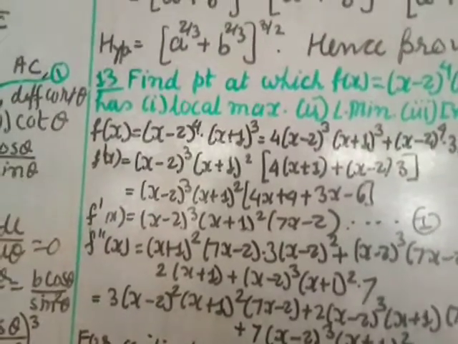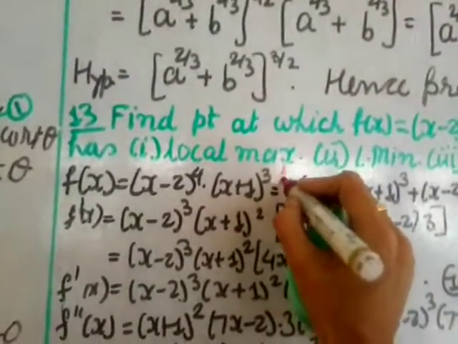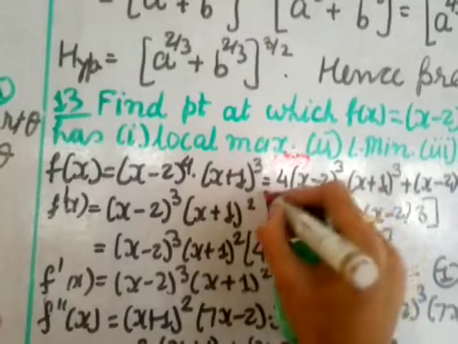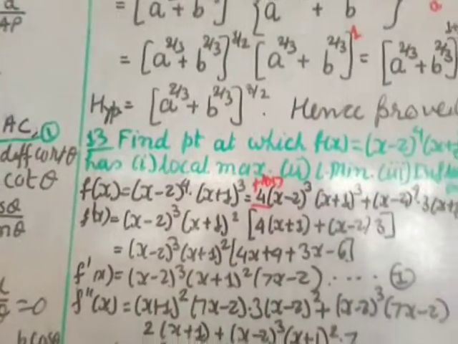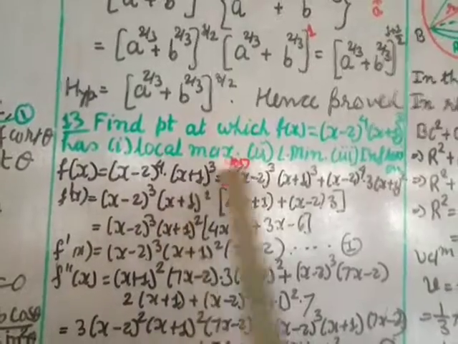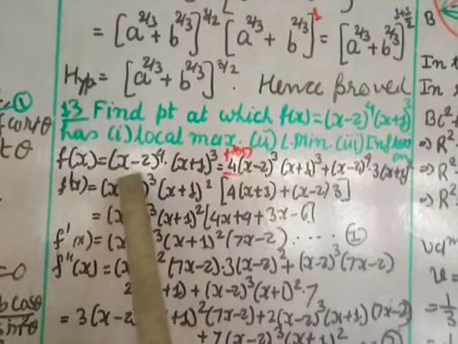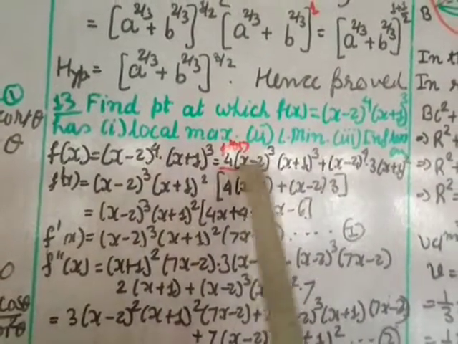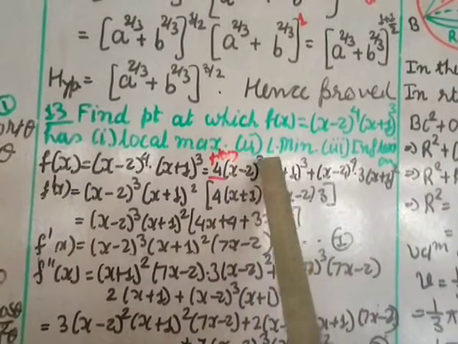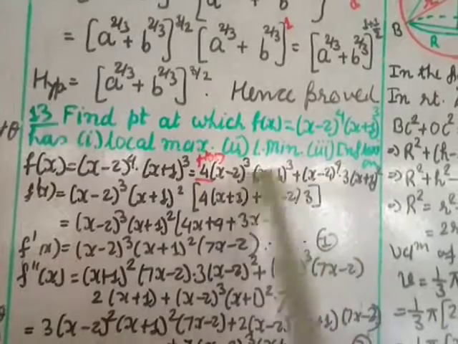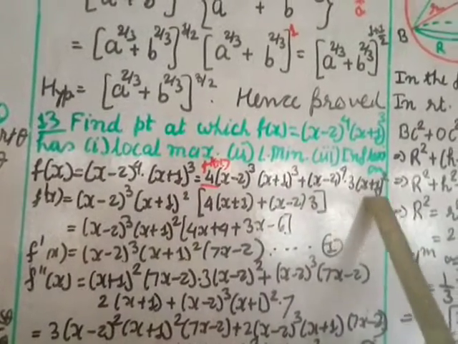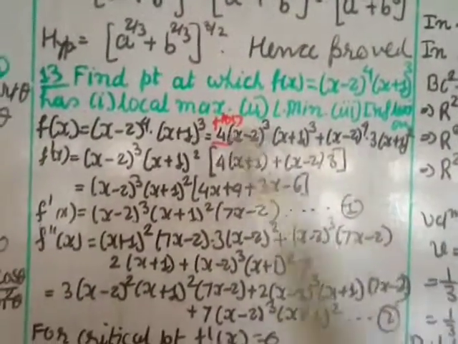From here I have not written, but this one is starting from here, f dash x. So f dash x is equal to, so first u into v you have to do. So I am keeping this (x plus 1) whole power 3 as it is and differentiating (x minus 2) power 4, that is 4 (x minus 2) power 3, plus now (x minus 2) power 4 as it is, differentiate this, so 3 (x plus 1) power 2. Then you take common.